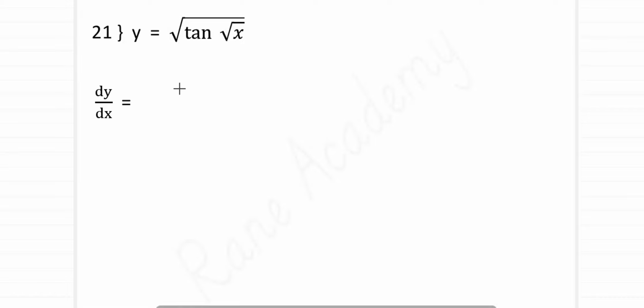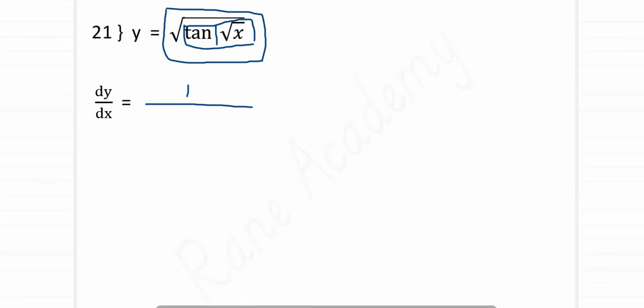In question number 21, we have y is equal to under root of tan root x. So here, under root of tan root x is the outermost function. Inside that we have one more function, that is tan root x, and inside that also we have one more function, that is root x. So let us differentiate. The derivative of root x is 1 upon 2 root x. So the derivative of under root of tan root x will be 1 upon 2 times of, instead of x we have tan root x, which we are going to differentiate further.